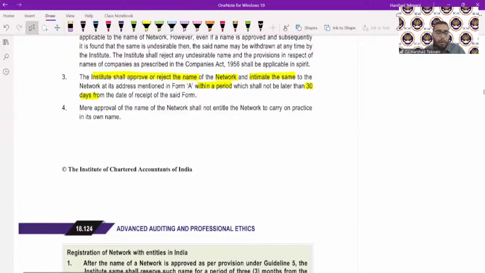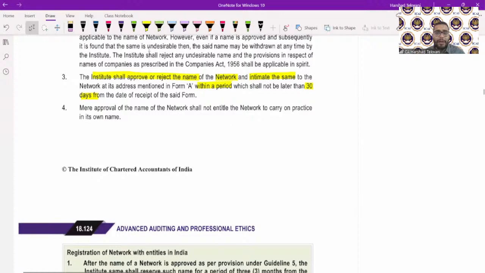Okay. Now understand the concept: a network is not entitled to carry on practice. It means a network is not for the practice but for the resource sharing. So a network cannot practice in its own name. It is not allowed. So, for example, ABC and affiliates cannot carry on practice in their own name, but they are just for the resource sharing. Okay, so this is the basic understanding of the network and approval for the name.